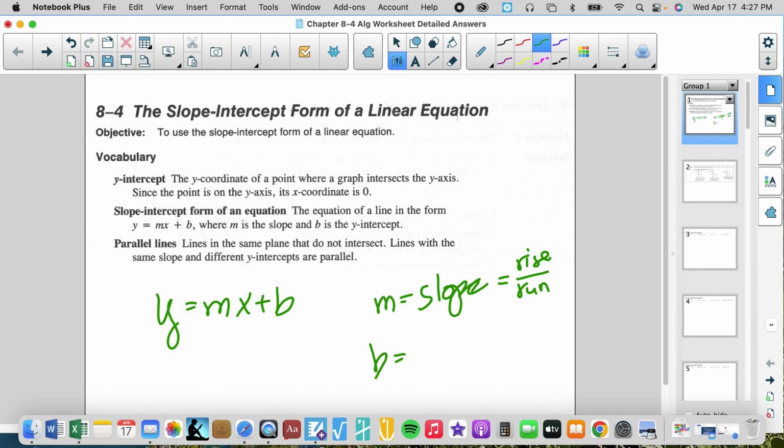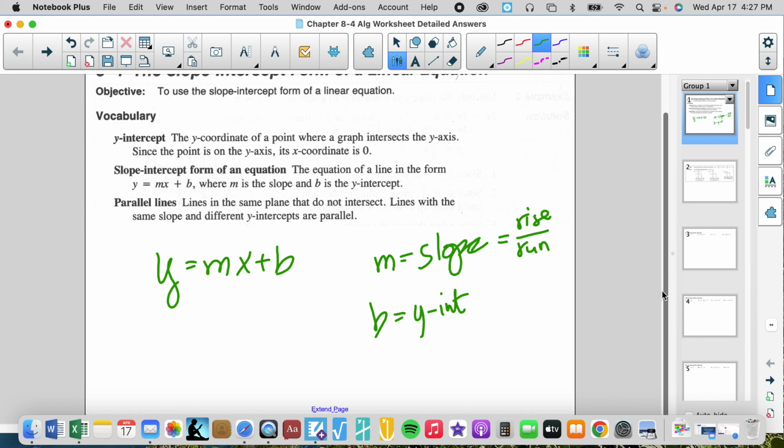B represents the y-intercept. And some things that we need to know, it's where the line crosses the y-axis. It crosses the y-axis at a specific point, at a specific location. So yes, it's a number, but it's also a point. The other thing that we need to remember is the y-intercept is a point, it's a location, and it's going to be your y value, or your b value.